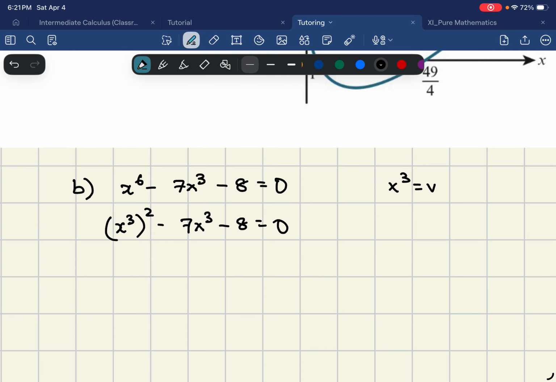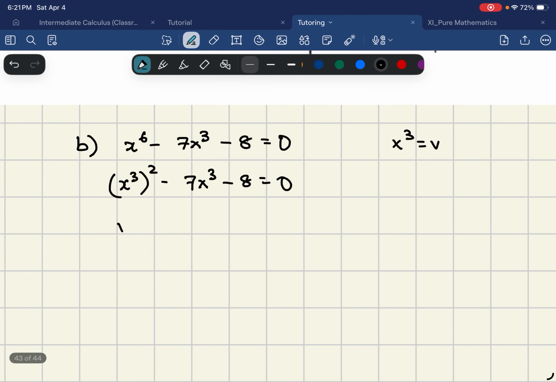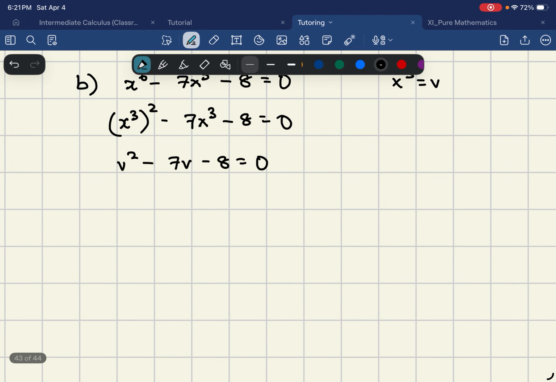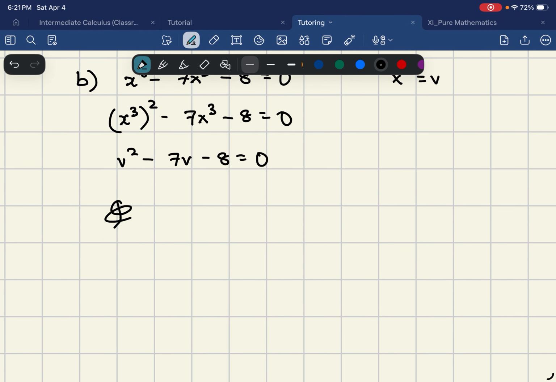And there is no restriction. x to the power 3 can be positive or negative, right? If you check the curve, it encompasses both positive and negative values, so we don't have to worry about it. So v squared minus 7v minus 8 is equal to 0, and we can factorize this as well.